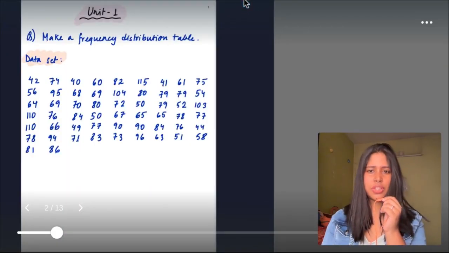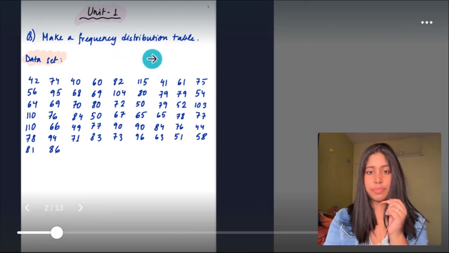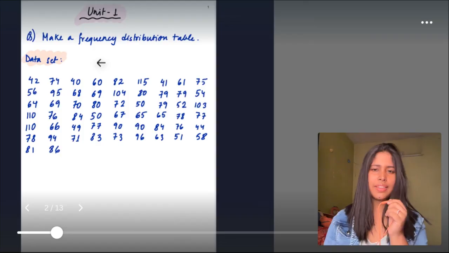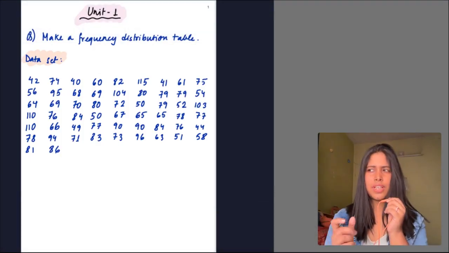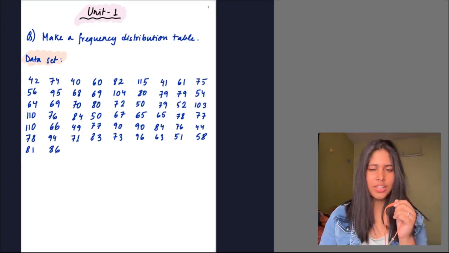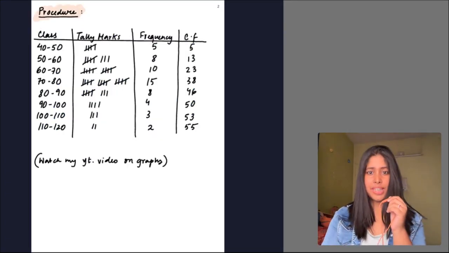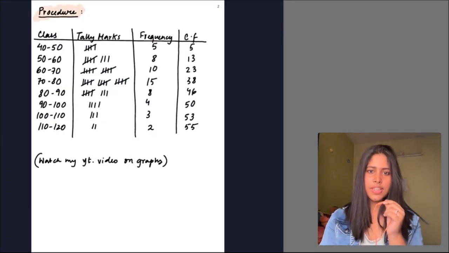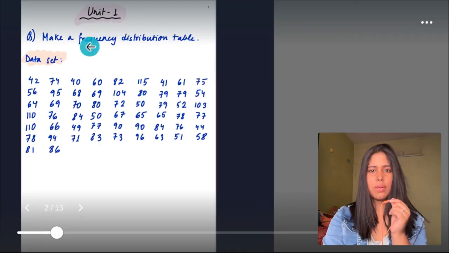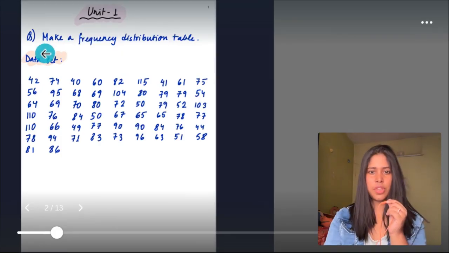See, the first question is to make a frequency distribution table. The data set given here is this, and here we usually get the class width as given, but here we do not have it, so let us assume the class width to be 10 and then make a table. The class intervals are 40 to 50, 50 to 60, 60 to 70, and so on till 110 to 120. And then we plot the tally marks first to get the frequency.